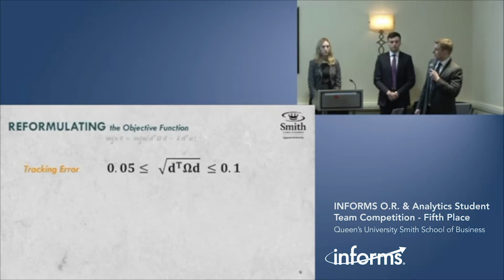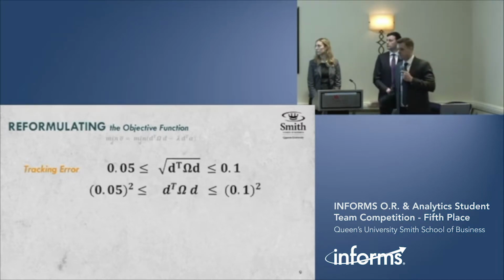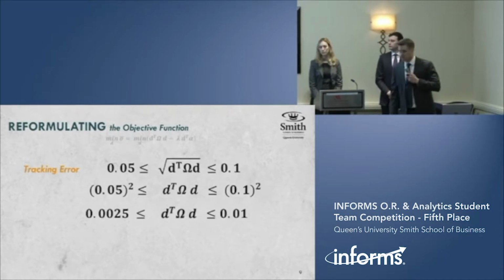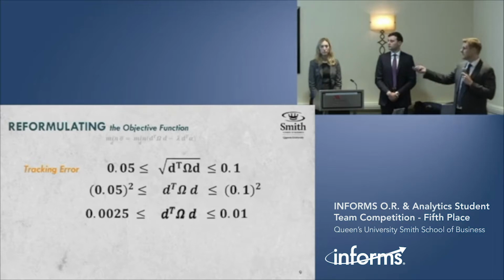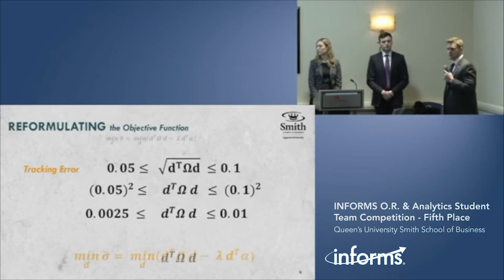So let's start with the tracking error. This is the tracking error formula provided, and the first step we took was to simply square both sides and come up with an equation that looks like this. The reason we did that is because we can quickly see how this maps directly into the objective function that was provided.